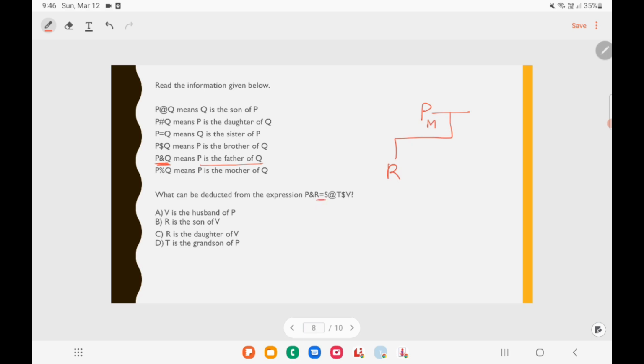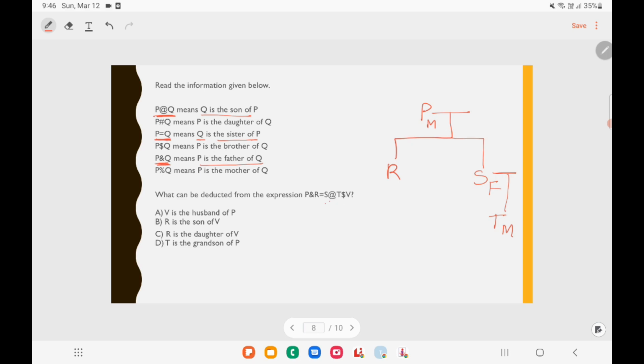Now R equal to S. P equal to Q means Q is the sister of P. So R equal to S means S is the sister of R. So S will be a female because it's a sister. Now S at the rate T. P at the rate Q means Q is the son of P. So S at the rate T means T is the son of S. So S will be married to someone, and T is the son of S. Son means it's a male.